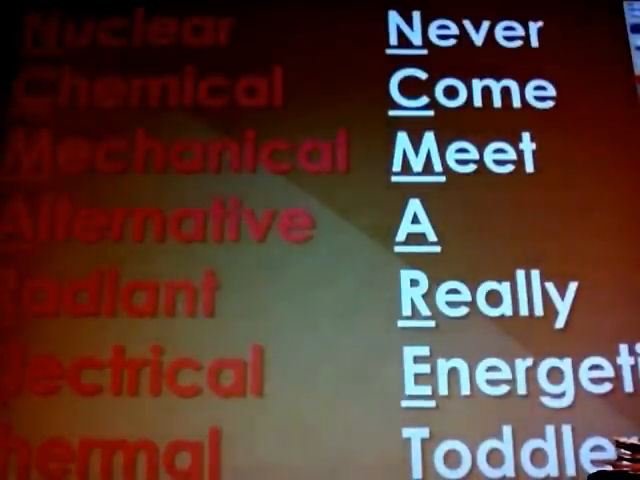So here's just a little way to remember the forms of energy. You have nuclear, chemical, mechanical, alternative, radiant, electrical, and thermal. So what you could remember is this little mnemonic: never come meet a really energetic toddler. Okay, N is for nuclear, C for chemical, M for mechanical, A for alternative, R for radiant, E for electrical, and T for thermal.